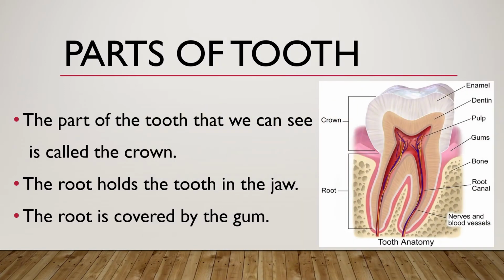The tooth consists of two major parts. They are the crown and the root. Children, the part of the tooth which we can see is called the crown, and the root holds the tooth in the jaw. It is about 2/3 of the tooth. That means root is longer than the crown. We cannot see the root as it is covered by the gum.